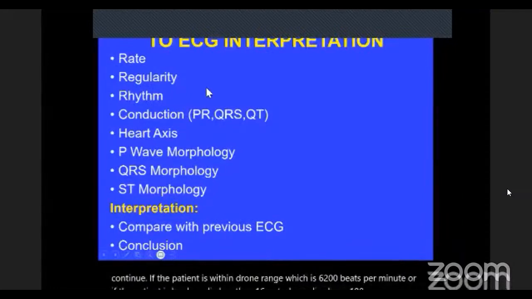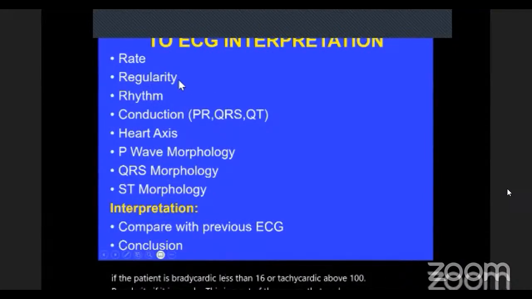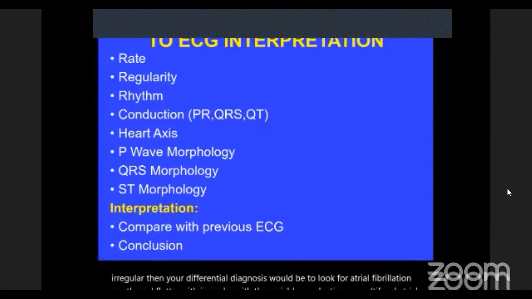Regularity. If it is regular, this is most of the rhythm that we have. If irregular, then your differential diagnosis would be to look for atrial fibrillation or atrial flutter with variable conduction, or multifocal atrial tachycardia, or if there are premature atrial or ventricular complexes. Heart rhythm is determined by the rate, regularity, and the absence or presence of P wave before each QRS complex. So if you have P wave before each QRS complex, and P wave morphology is what you expect from sinus node, and the rhythm is regular, rate is within 60 to 100, we say this is normal sinus rhythm.